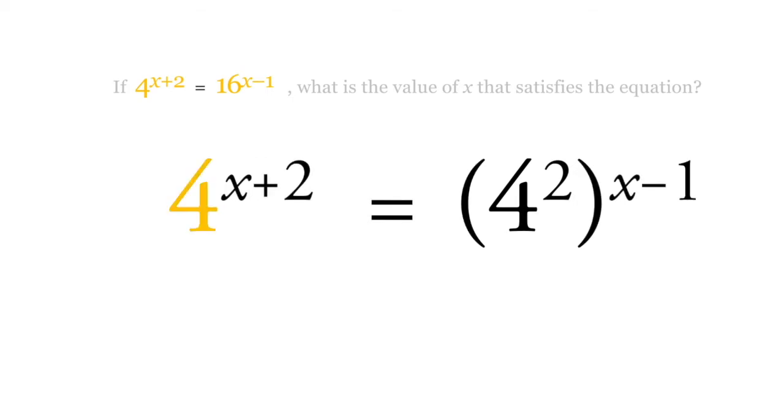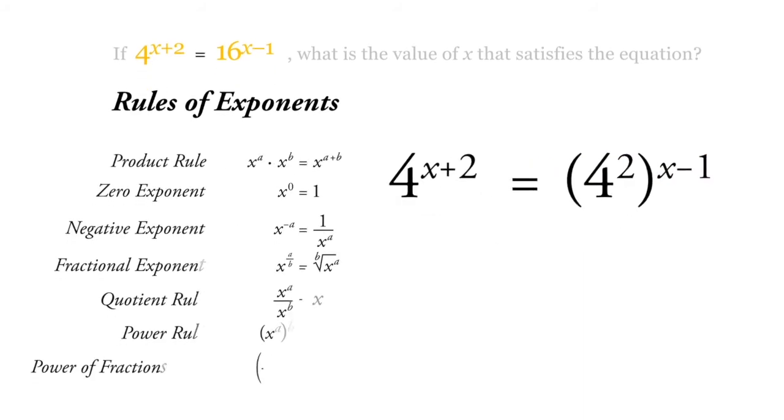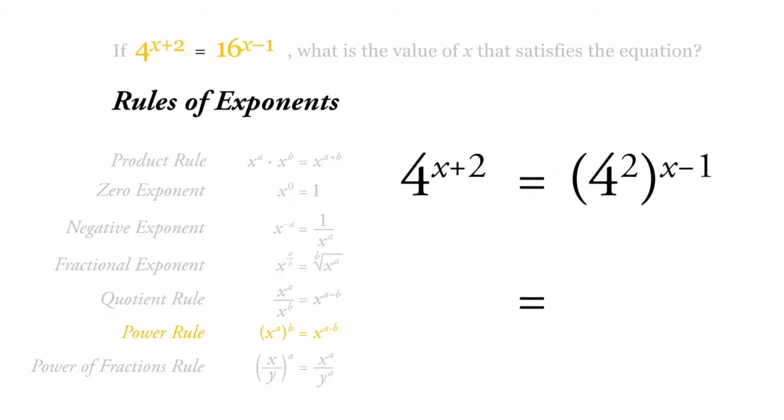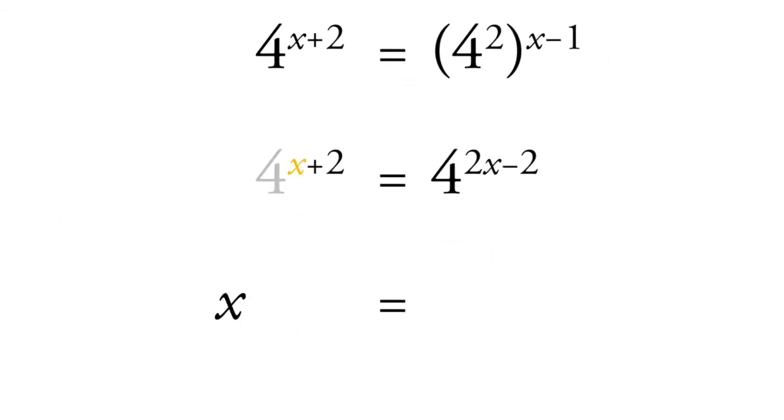So in this case, 4 to the x plus 2 is equal to 4 squared, that's 16, to the x minus 1. And we know from this rule here that that means that 4 to the x plus 2 is equal to 4 to the 2 times x minus 1. And then we know that means that 4 to the x plus 2 is equal to 4 to the 2x minus 2.